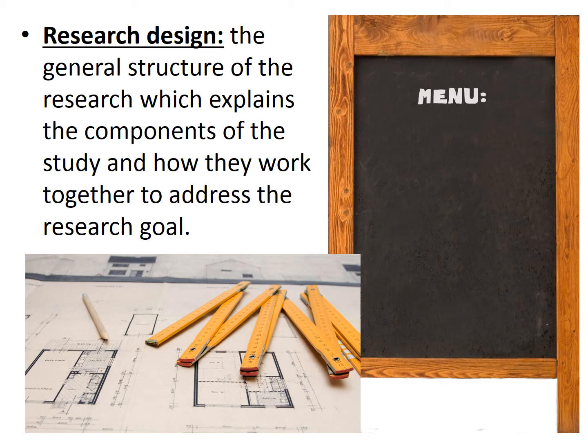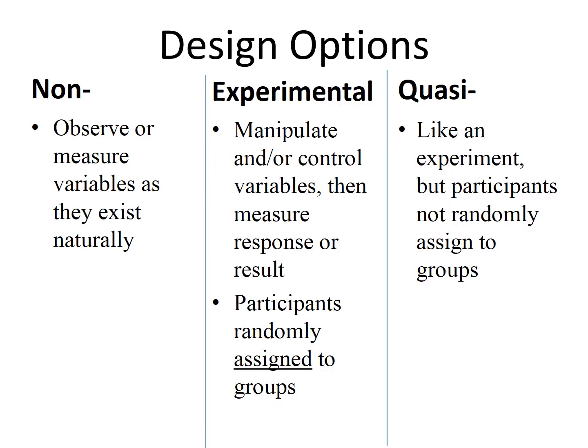Research design varies with the goals of the project and describes how we combine sampling and types of variables for a particular study. The research design would be like the menu for meals or plans for a building. It defines the components and how they'll come together. There are 3 broad categories of designs: non-experimental, experimental, and quasi-experimental.